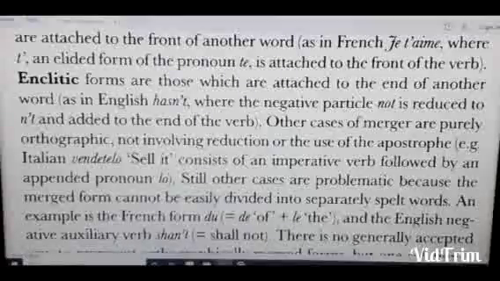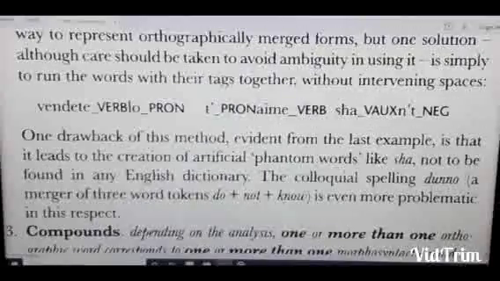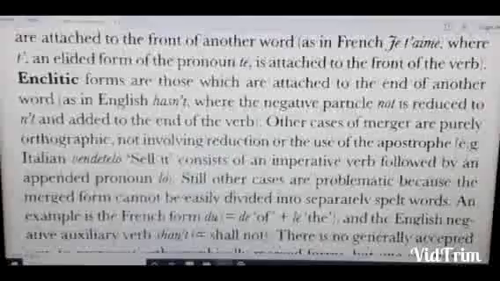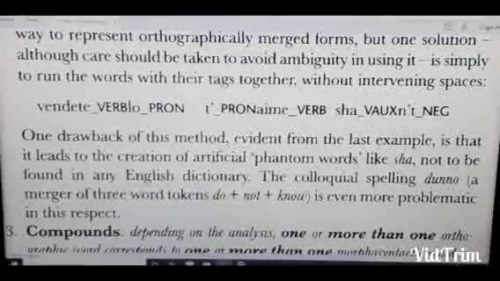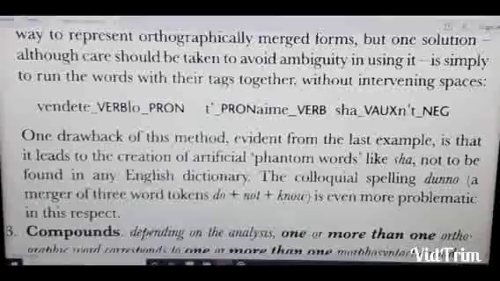There is no generally accepted way to represent orthographically merged forms, but one solution, although care should be taken to avoid ambiguity in using it, is simply to run the words with their tags together without intervening spaces. For example, vendetelo as verb plus pronoun, "I am" as pronoun plus verb, and shan't as verb plus neg.